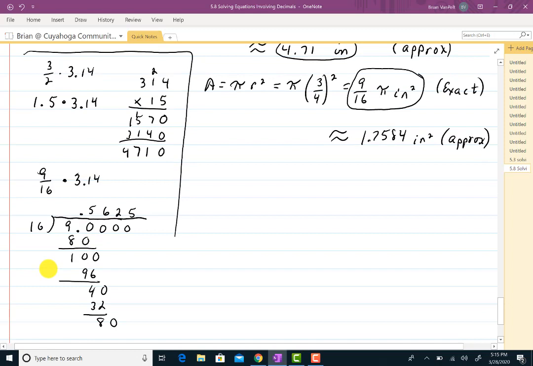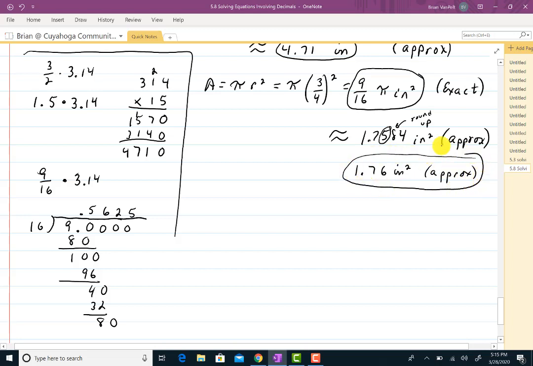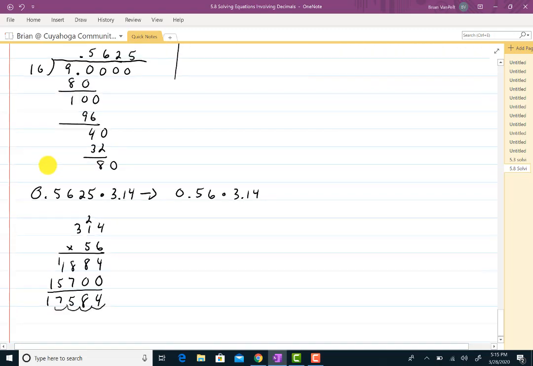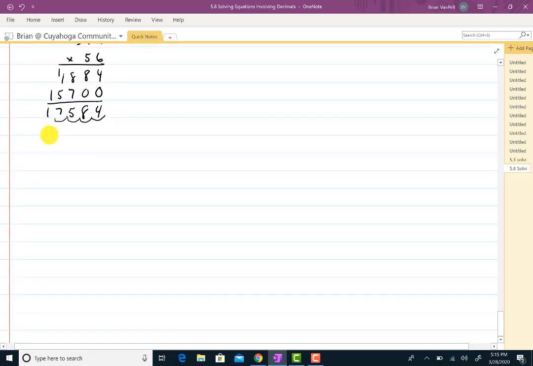All right, so come down. I'm going to round to the nearest hundredths place. So that 5 is the digit I'm talking about, and that 8 says round up. So it looks like 1.76 inches squared. That's my approximation. That was a long problem, very long. Let's move on to the next type of figure.